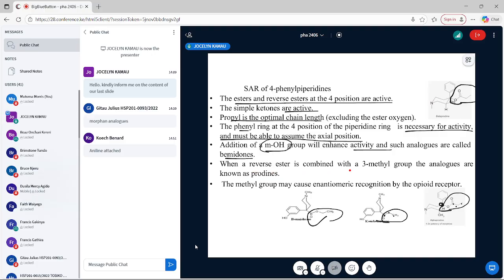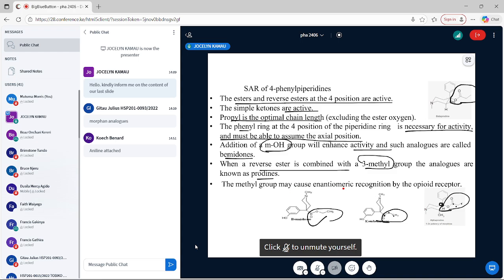When a reverse ester is combined with a 3-methyl group, the analogs are known as prodines. Again, I've mentioned that. So you must have a reverse ester combined with a 3-methyl group for you to call that compound a prodine. And then we said you can have the alpha prodine or you can have the beta prodine, just as we said of the benzomorphans, that you can have the alpha and the beta. But of course, these ones, the alpha and beta, are because of different positions. So the positions which we are considering for the stereochemistry in the 2 groups are quite different.